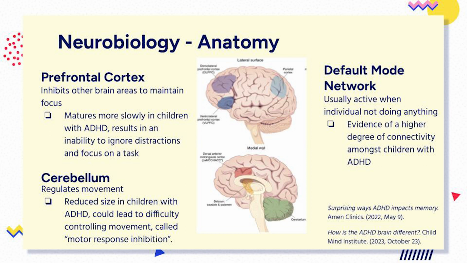To provide some insight from an anatomical perspective, there are a few brain regions that present differently in children with ADHD. Firstly, the prefrontal cortex. This is important for maintaining attention to a task. It works by inhibiting other systems while we are trying to focus on something. The prefrontal cortex matures more slowly in children with ADHD, which makes it more difficult to ignore distractions.